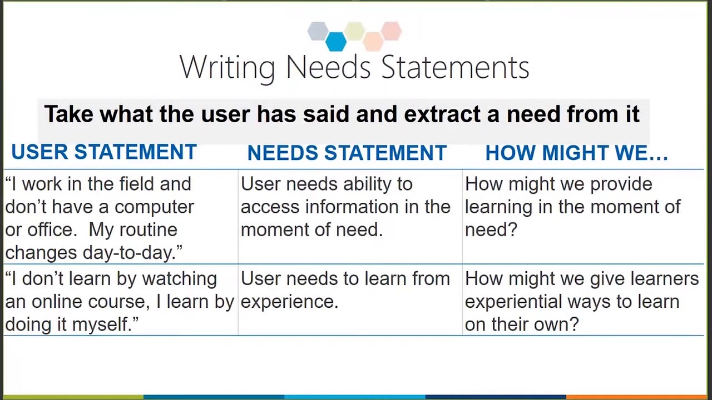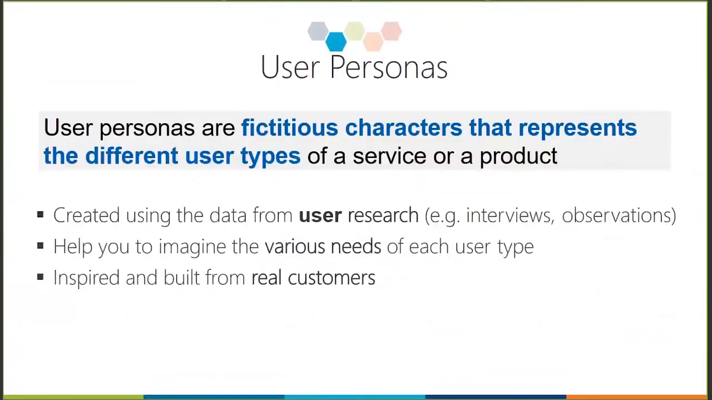the prototyping. Another tool that we can use in design thinking in the define phase are user personas. User personas are a fictitious character that represents the different type of users of a service or a product. Sometimes it could be by role, so customer service agent, HR representative, bank teller, or it could be by tenure. So a user persona is created from the data from the empathy research, either your interviews or your observations, and it helps you to imagine the various different types of needs that each user might have. And of course, it can also be inspired and built from real customers.